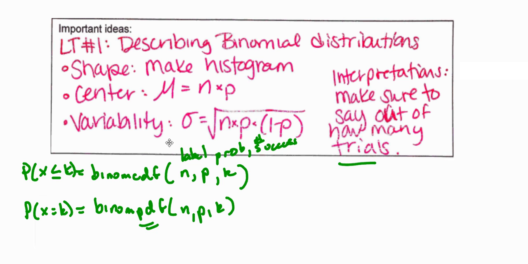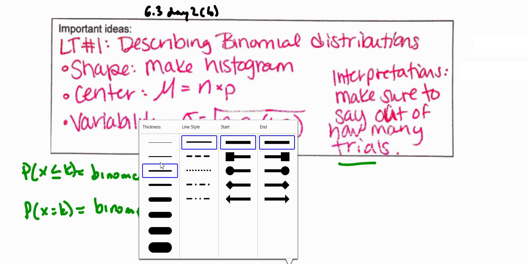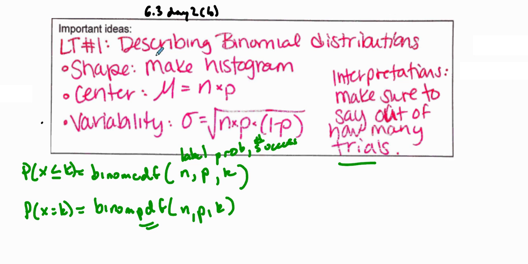All right, well, welcome back, and we're going to continue our discussion on 6.3. This is day 2, or sometimes they call it B. We are continuing our discussion on binomial distributions, and specifically we're talking about its shape, center, and variability.